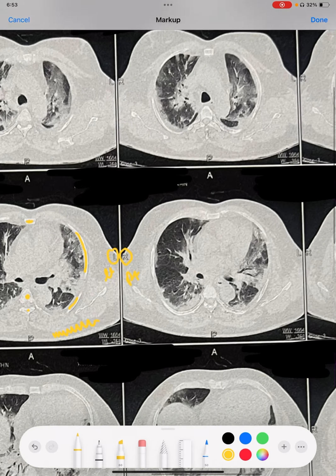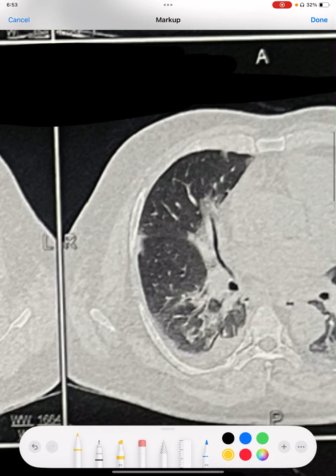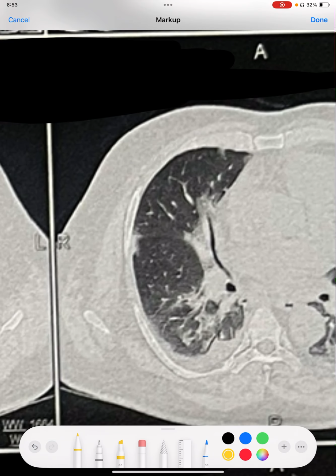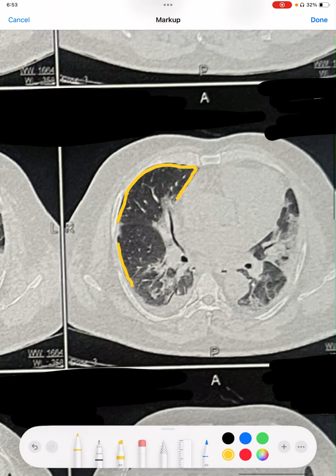So we know that ideally in the lungs, as lung is filled with air, air is black. So this is all lung parenchyma, which appears black on the CT scan of the chest. So anything which is white, if it is in the lungs, tells that there is a lesion, there is a consolidation, or there is a mass or anything.